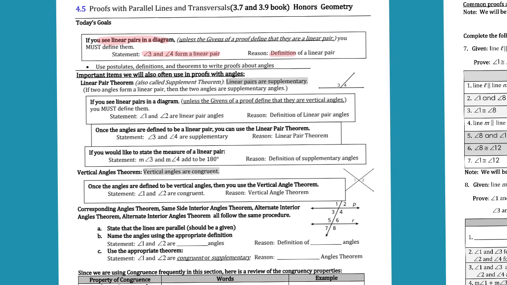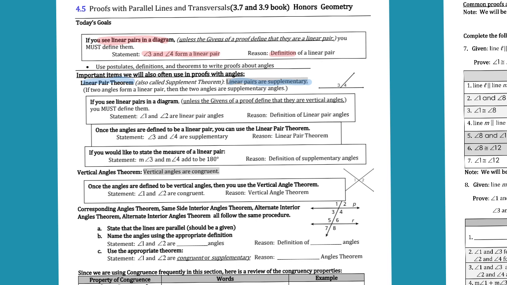And so moving forward on this, if you have defined them to be a linear pair, you know your next step in the proof is to say, hey, according to the linear pair theorem, we know that linear pairs are supplementary. Why? The linear pair theorem. And so you'll state those two angles are supplementary. Why? By the linear pair theorem. And then the following one would be that you could state that they add up to be 180 degrees if you so choose, okay, if it makes sense.